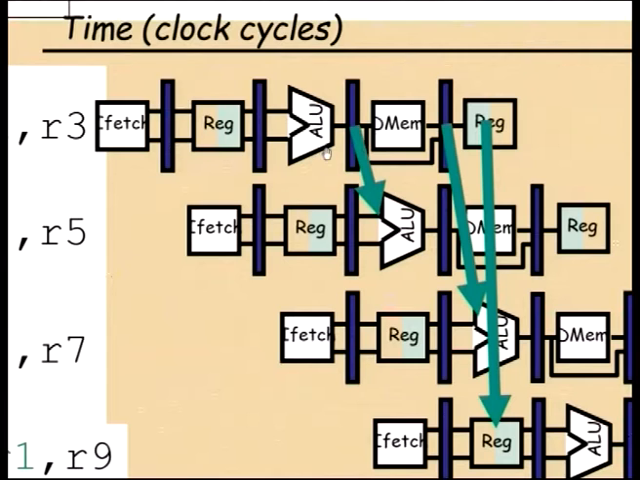Similarly, as the instruction proceeds during the next clock cycle, the data R1 which you want has moved from this buffer to the next buffer.